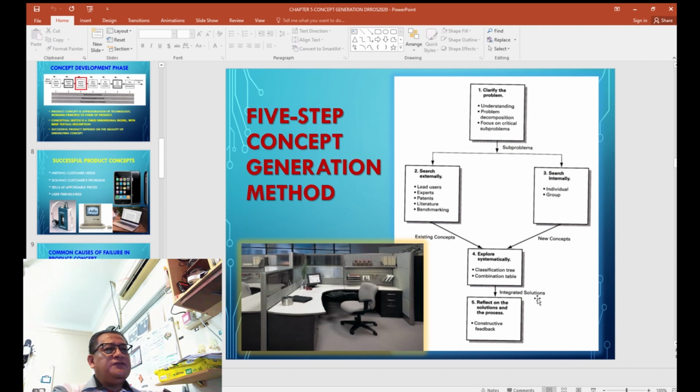You could have an individual discussion, or you could have a group discussion within the internal company. And when you have found a new concept or an existing concept, then you explore systematically in the form of a classification tree or combination table, which concept is most suitable to develop in terms of cost, feasibility, and product success. And then you come up with the integrated solution in order to solve the problem and produce the newly designed product. So these are the 5-step concept generation method in order to develop a new product related to this course.